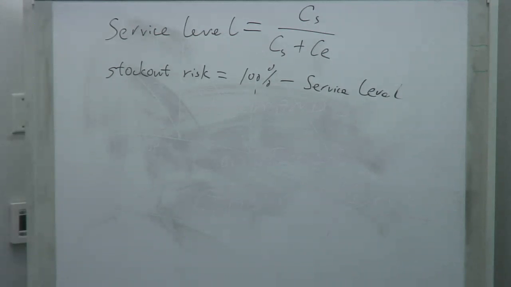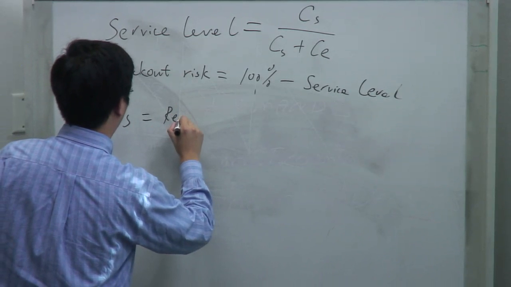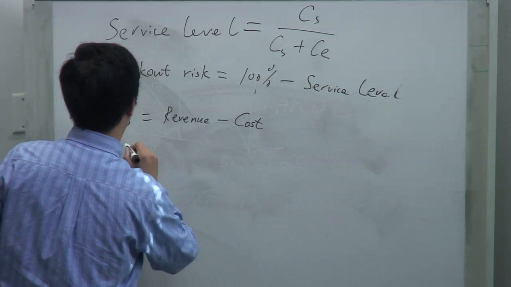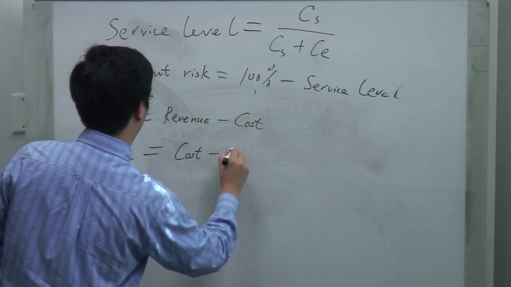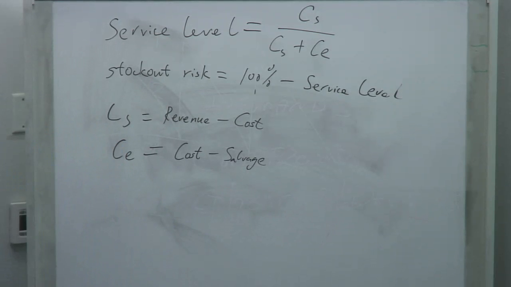CS is the revenue minus the cost. CE is equal to cost minus salvage. Right. Okay. I think we have enough hints. Then now you can begin to solve this first part of the question.